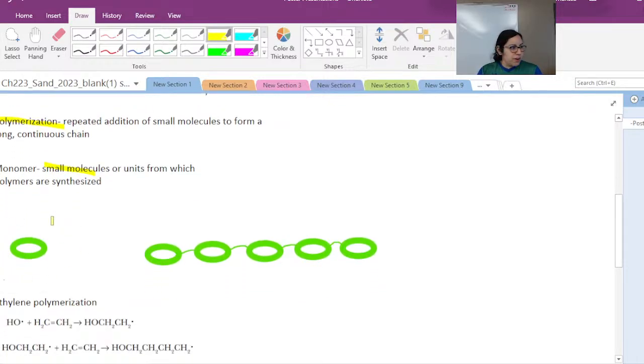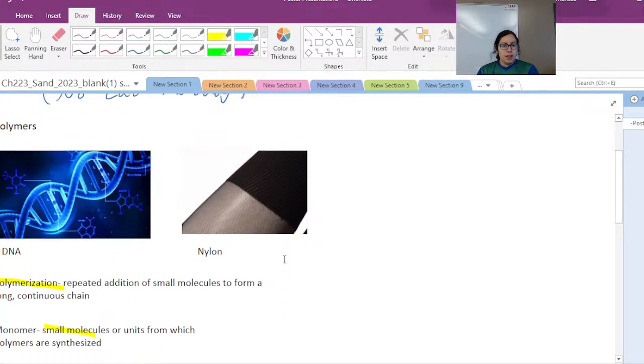And so I put up a very generic monomer and polymer visual here. Of course, this would be our monomer unit, and then we link them together to get our polymer. I showed a few polymers here. DNA is a polymer of nucleotides, and then nylon was also a polymer that was synthesized. So a lot of your synthetic fabrics are polymers and synthetic as well.